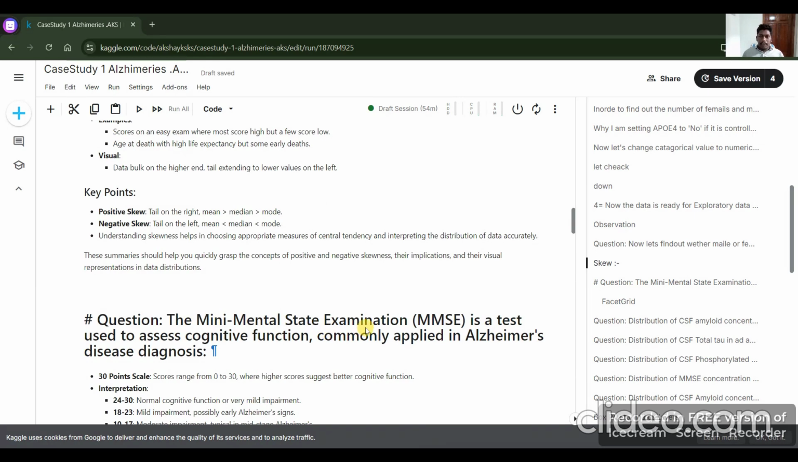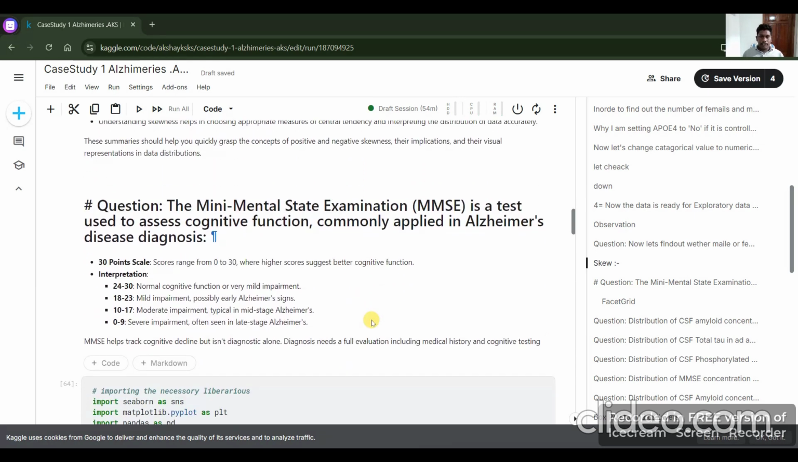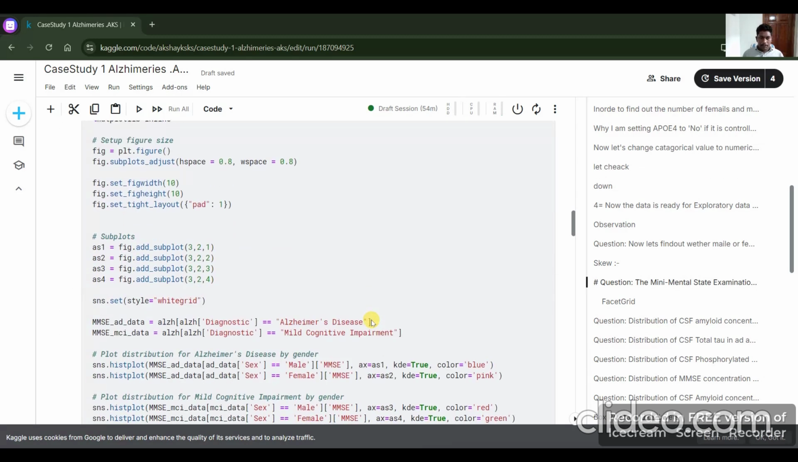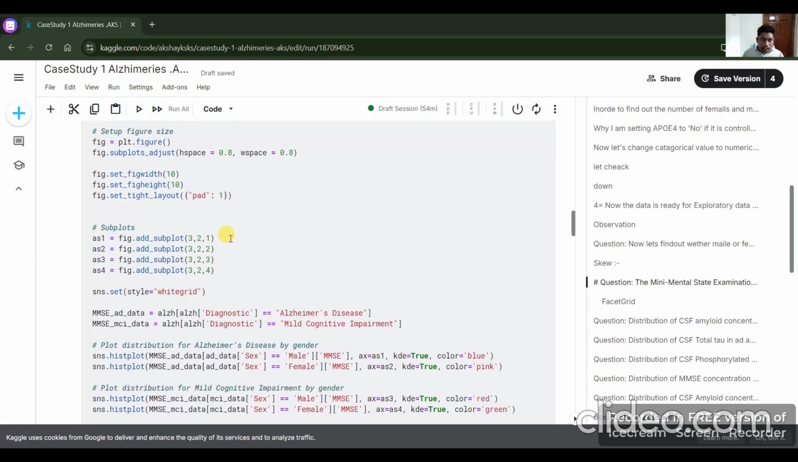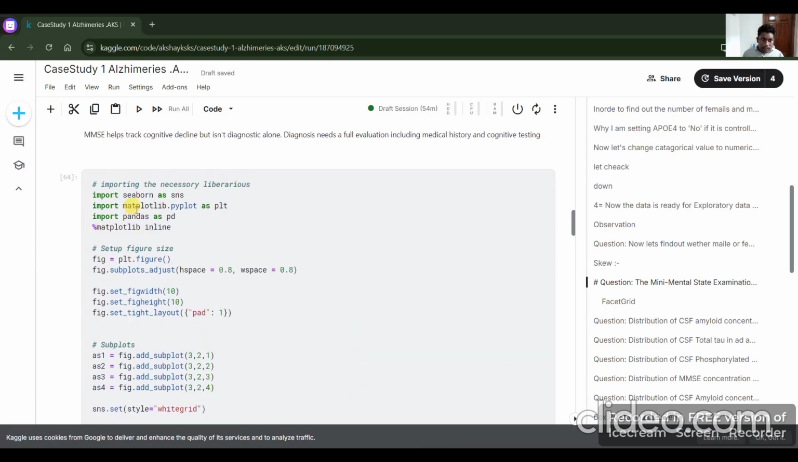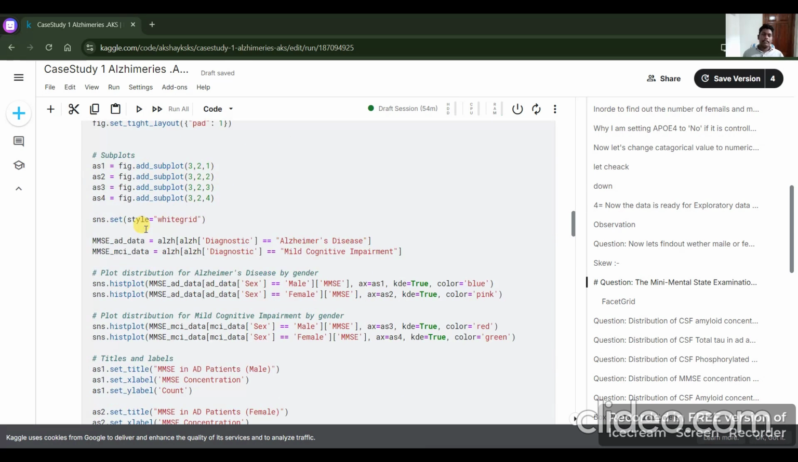Mini-Mental State Examination, the MMSE test, applied to Alzheimer's. We can see: import libraries seaborn, matplotlib, pandas, etc. After that, the MMSE Alzheimer's data is diagnostic, the Alzheimer's MMSE and MCI data is the mild MCI data. We can include it, then plot the distribution of Alzheimer's disease by gender.